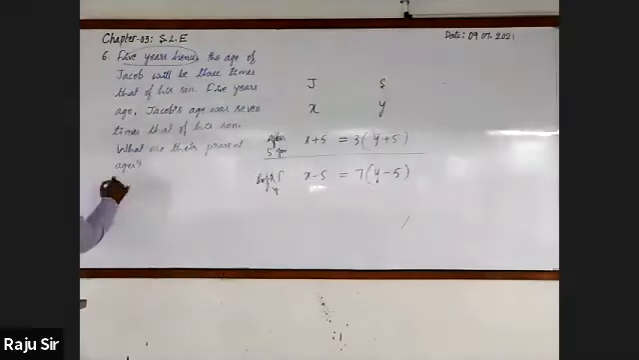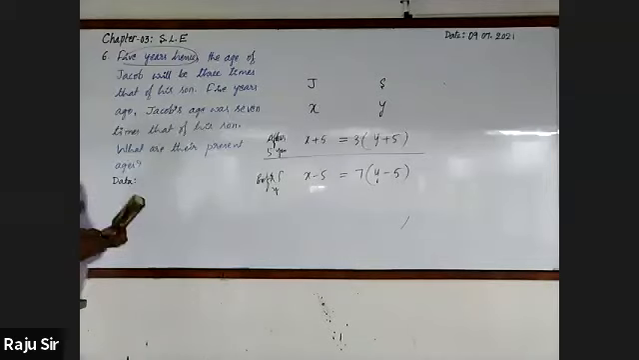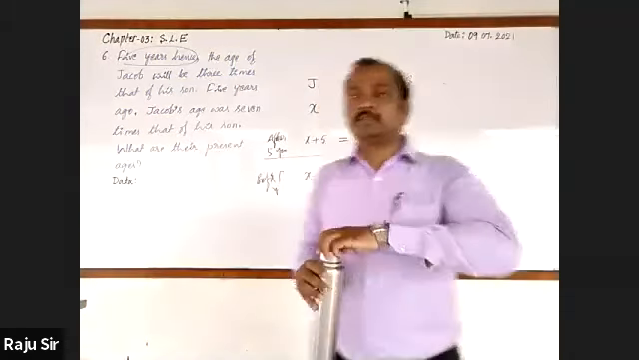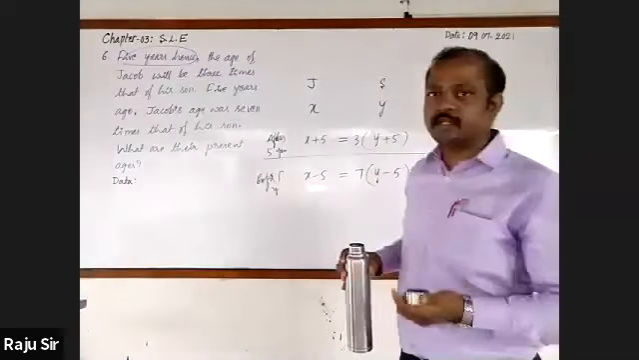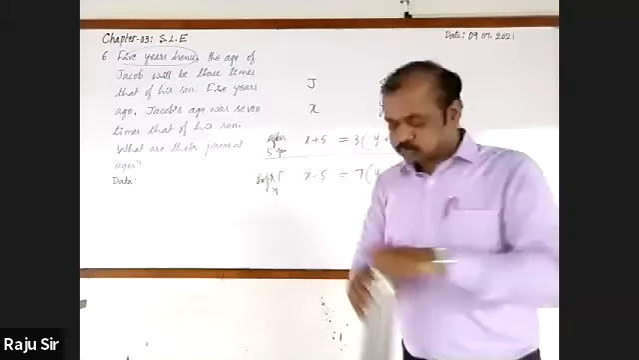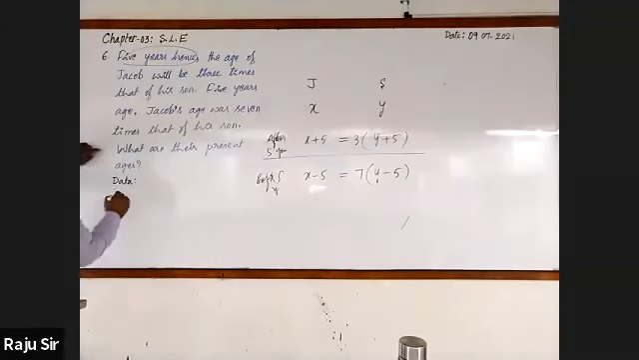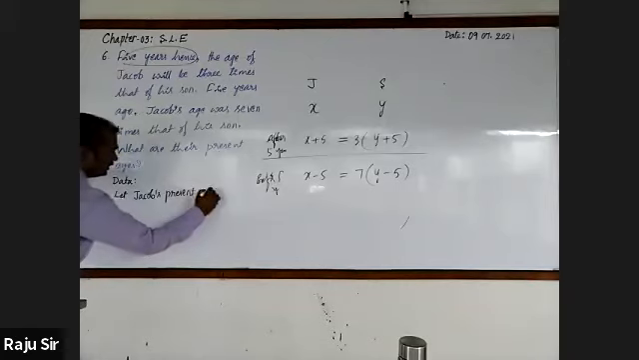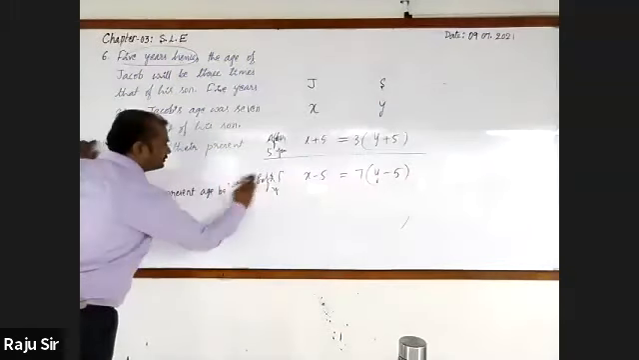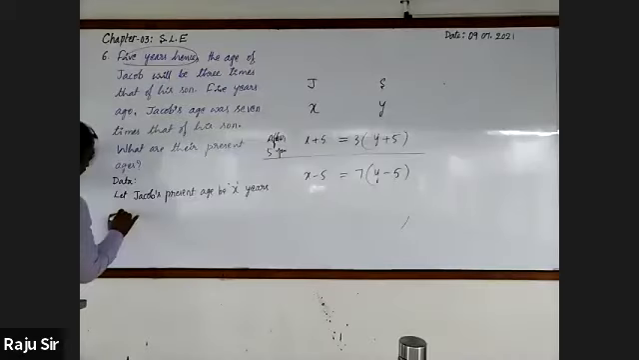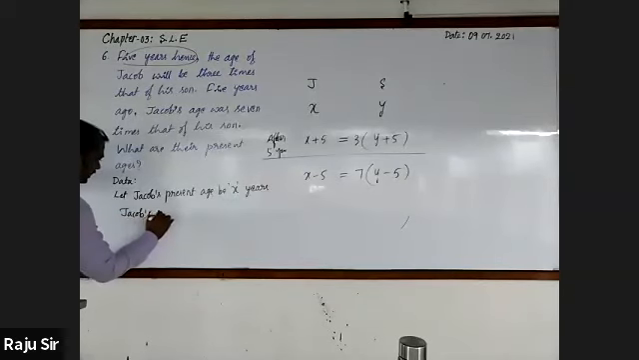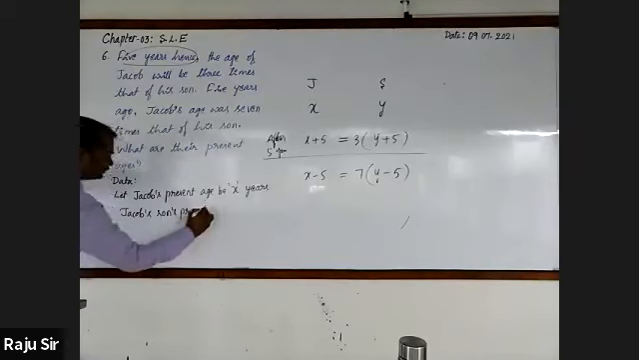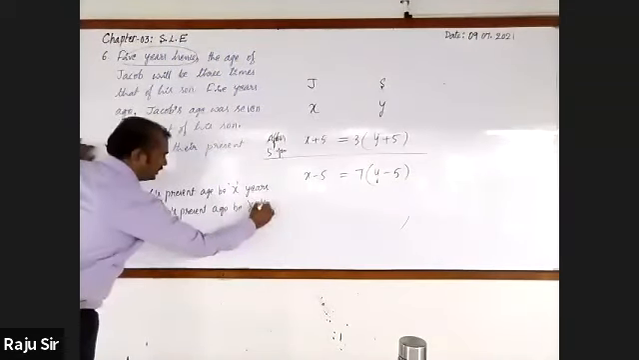Okay, let's go for solving this. Write the data with me. Let Jacob's present age be X years and his son's present age be Y years.